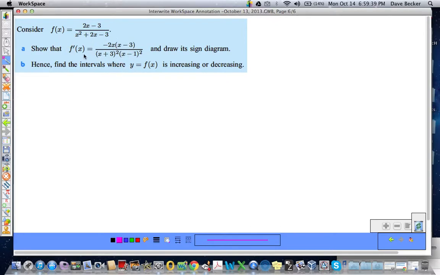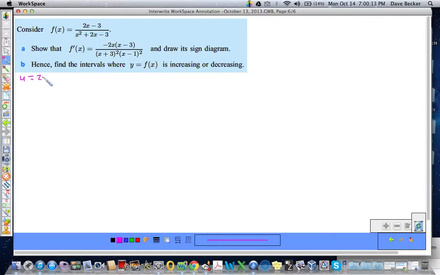Whenever you're asked to show that the derivative of a function is equal to something in particular, you should investigate what it looks like, because we could use the product rule or the quotient rule. But this is very much looking like the quotient rule because I have some squares down here in the denominator. Even though it's not exactly this squared, I think we can see that this is going to factor into (x + 3)(x - 1). That's our clue.